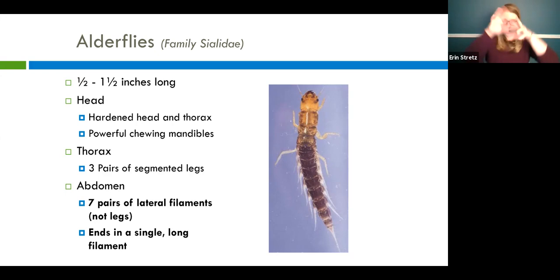We also have powerful mandibles, those jaws at the top of the head, but they're not as wide set. And because of the size of this organism, it tends to be about an inch or smaller. It's not going to be able to pinch your finger just because it's too small to do it. The other thing to look for with an alder fly is it has one single tail at the end of the body. So Hellgrammites have the pair of prolegs, each with a pair of hooks. This alder fly just has one single tail.